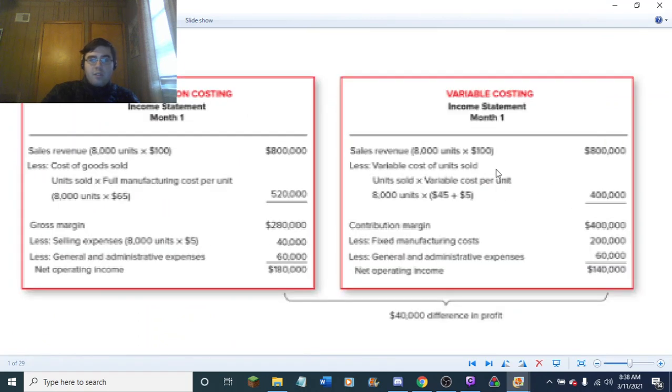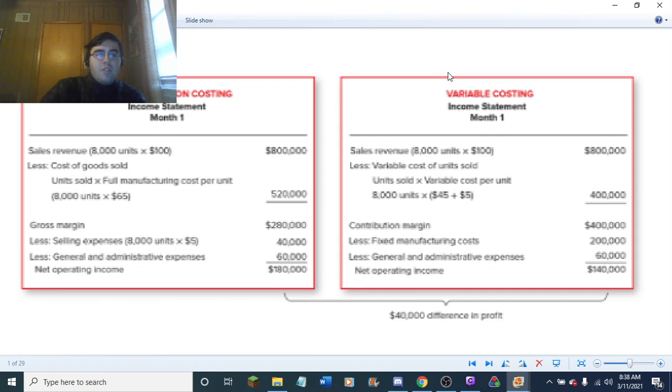It's so pixely, yay. So sales revenue, and then you subtract variable costs to get the contribution margin, and then you subtract the fixed manufacturing costs. And then you subtract the general and administrative expenses, and then that's the net operating income.